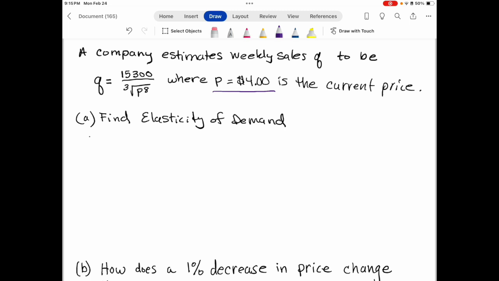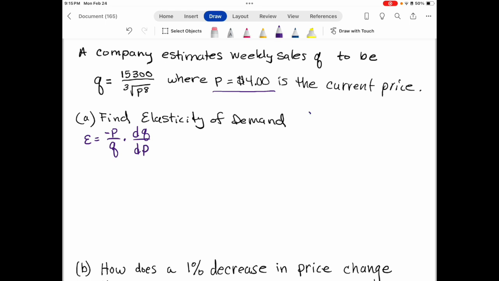To find elasticity of demand, we're going to use the equation negative P over Q times the derivative of Q with respect to P. We already have the value of P, that's 4. So we need the derivative with respect to P when the price is 4, and we need to know what Q is. For both of those, we're going to use the equation Q equals 15,300 divided by the cube root of P to the eighth.